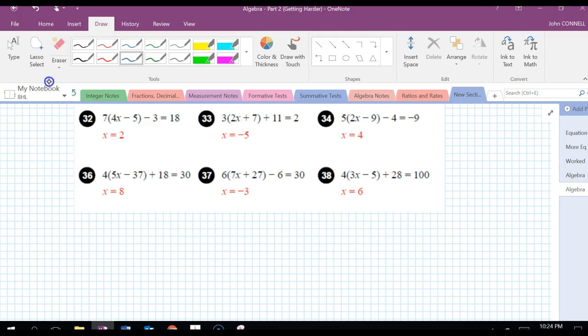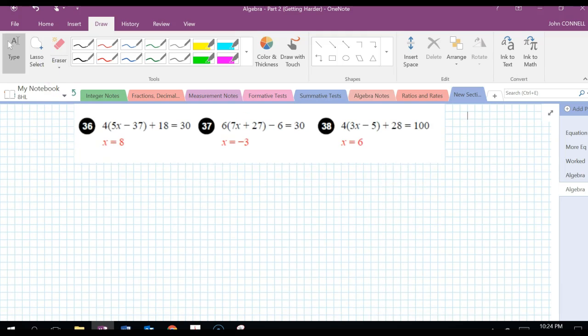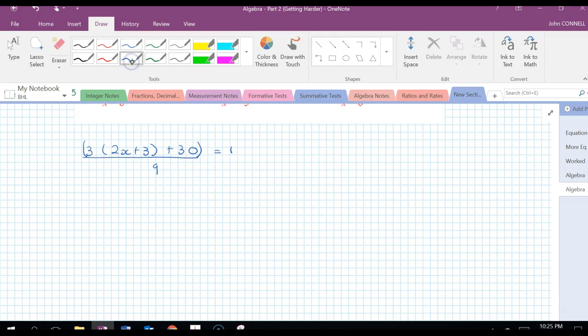And then our final one, and it's going to get a little harder, is going to be 3 outside of (2x plus 3) plus 30 on 9 is equal to 1. Okay, so now I can put brackets around all of this top line, it's implied that that top line has to be done first. So we've got two sets of brackets.